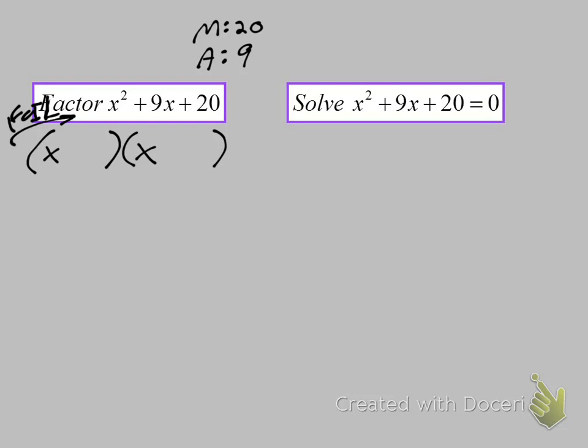So you need to figure out what two numbers multiply to 20 and add to 9. 5 and 4, 4 and 5, whichever way you want to do it. x plus 4, x plus 5. Those two FOIL back to x squared plus 9x plus 20, right? x times x, x squared. x times 5, 5x. 4 times x is 4x. 5x plus 4x, 9x. 4 times 5, 20.